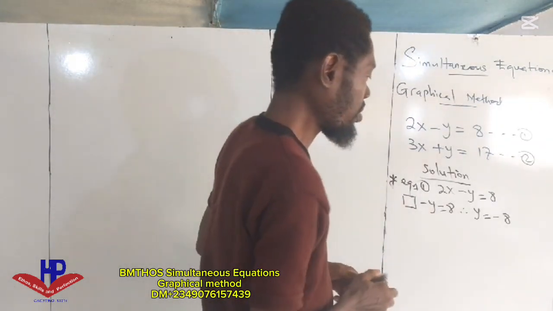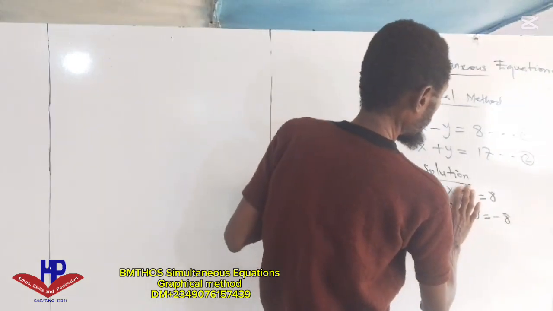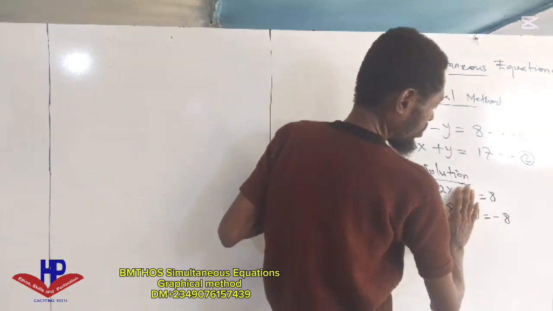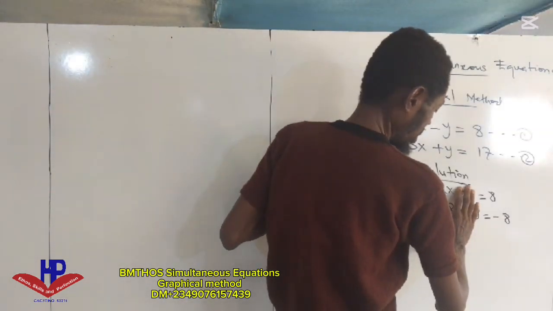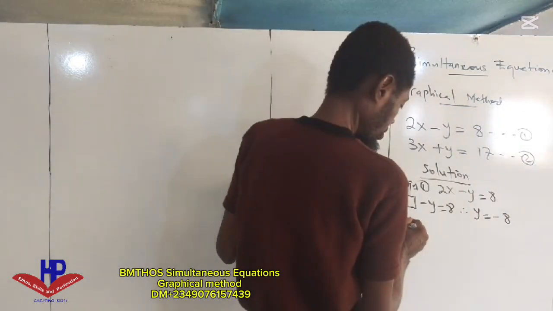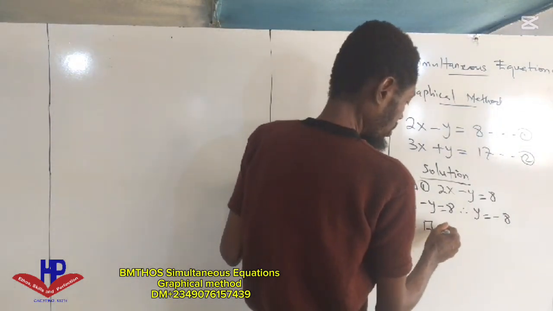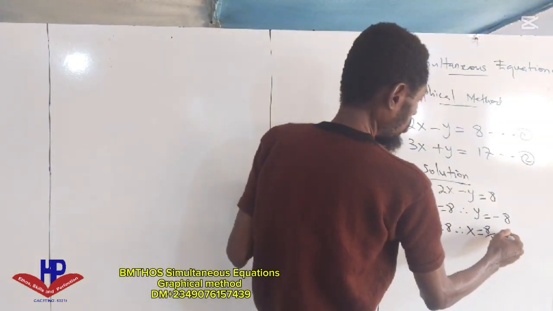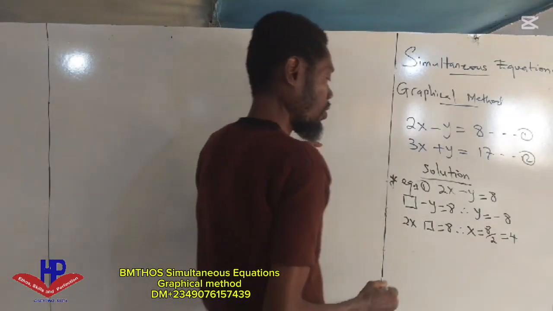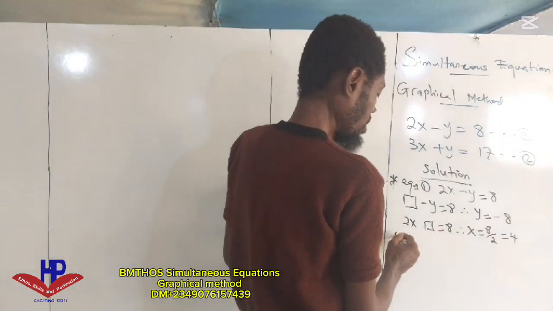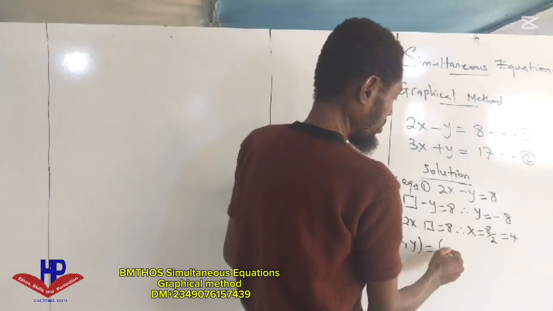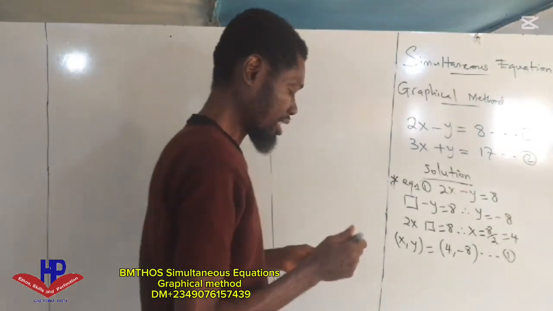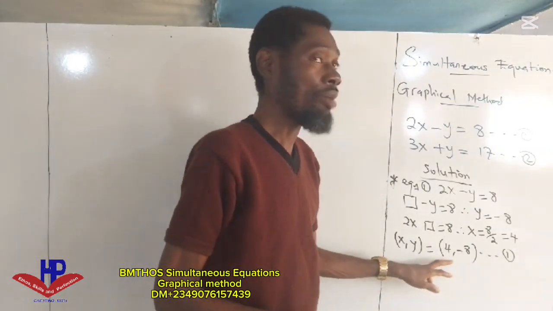Now, still on that same equation, if I close minus y, what you see is 2x is equal to 8. If I write it in this form, 2x, a box, is equal to 8. Therefore, x alone will be equal to 8 over 2, which is 4. So the coordinate of x is 4. So the coordinates we are going to have, x and y, will be 4 and minus 8. That is from equation 1.